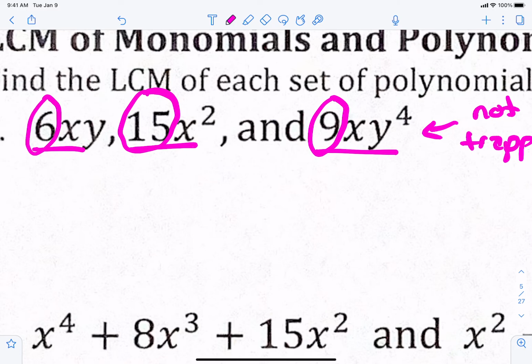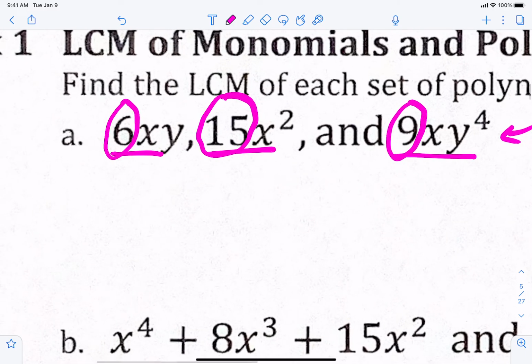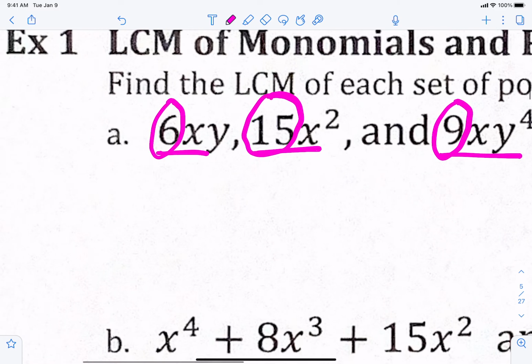If you don't know, here's where you start. Which number is the biggest number? 15. So I always start with the biggest number. Does 9 and 6 go into 15? No. What's the next number up from 15? 30. Does 9 and 6 go into 30? No. 6 does, 9 doesn't.